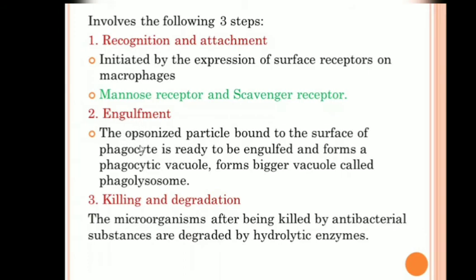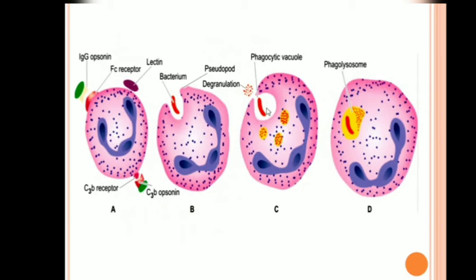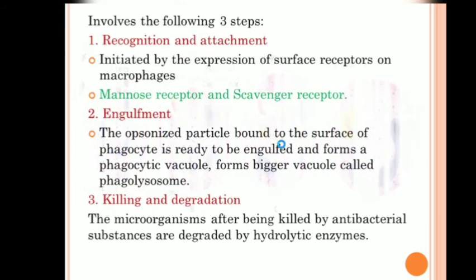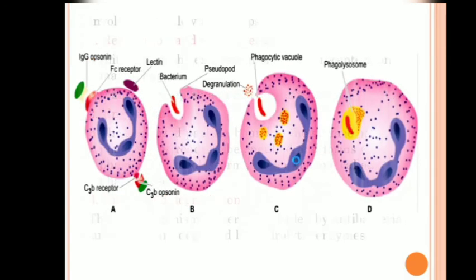Second is the engulfment. The opsonized particles bound to the surface of the phagocyte are ready to be engulfed and form a phagocytic vacuole, which forms a bigger vacuole called the phagolysosome. So the phagocytic vacuole is engulfed. We have the phagolysosome over here. And lastly, we have the killing and degradation. The microorganisms, after being killed by antibacterial substances, are degraded by hydrolytic enzymes. So that's all about acute inflammation.